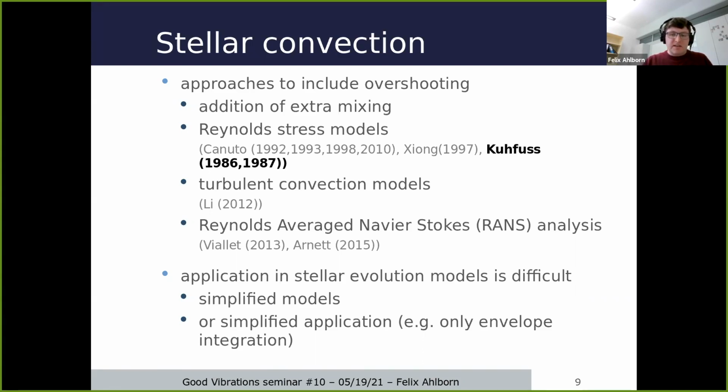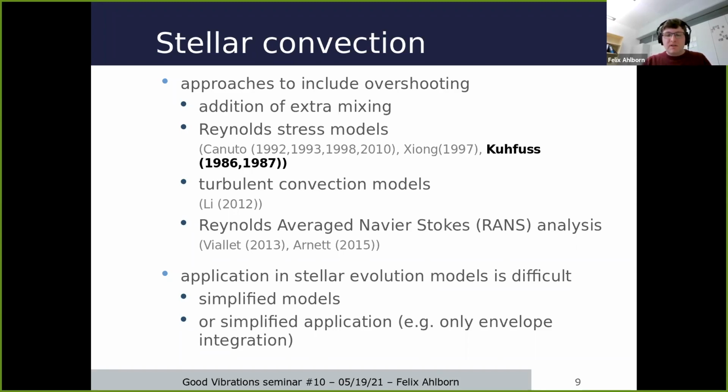Then there is a second family of models, which are here denoted by turbulent convection models. These are models which are a bit simpler than the full Reynolds stress models, and which can basically be derived from the Reynolds stress models. And then finally, there is also the family of Reynolds-averaged Navier-Stokes analysis. So this concerns the analysis of 3D simulation data and then numerically averaging these data to get them down to one dimension. And then potentially results from that analysis could be included into 1D stellar evolution models.